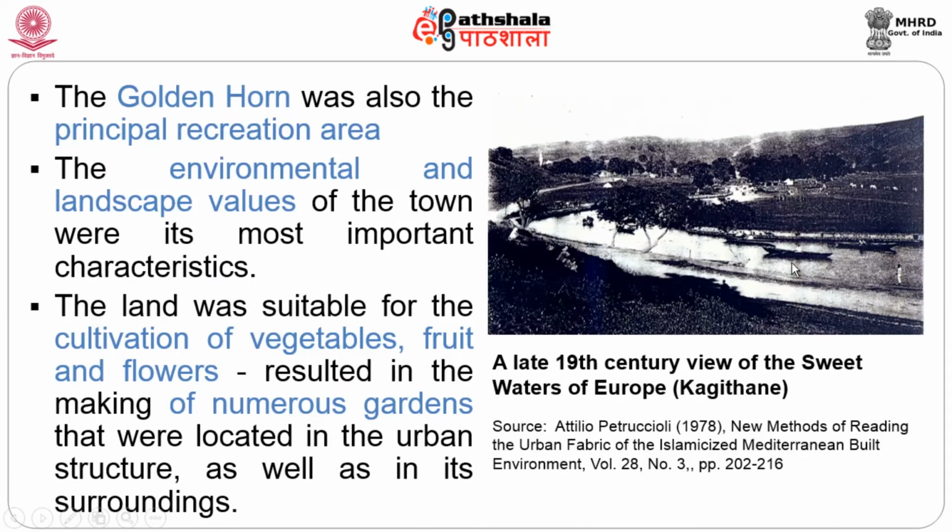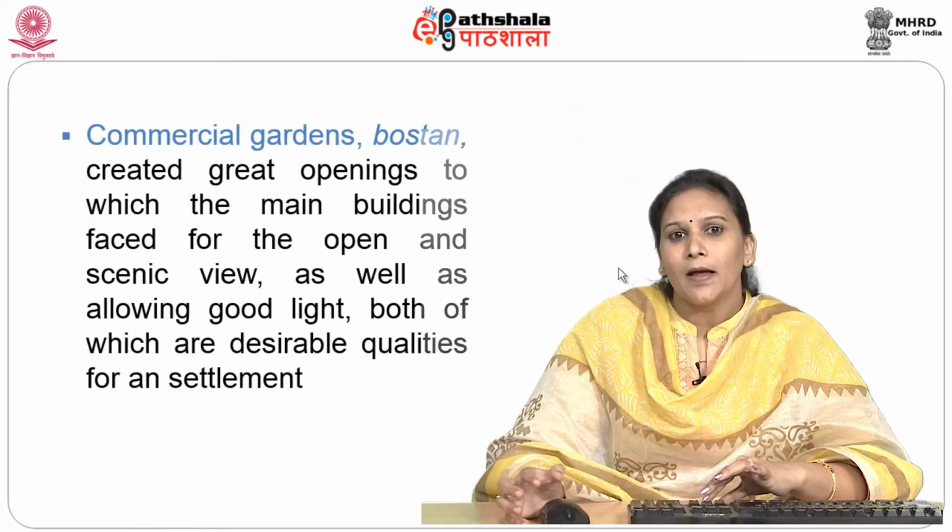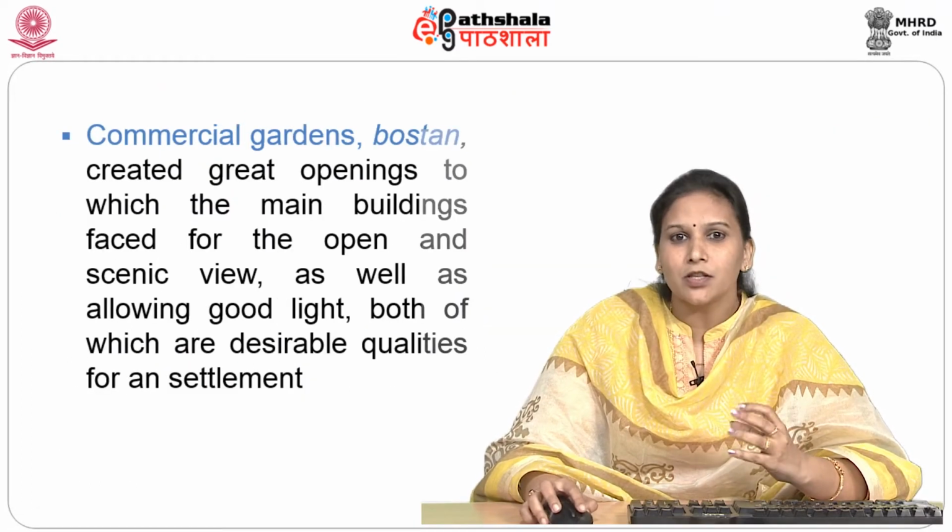Then moving on, this is a very old picture of the same Golden Horn which we have seen earlier. It is from the 19th century. It acted as a recreational area, and because of the environmental and landscape values, because of the water over here, this landscape was used for cultivation of many vegetables, fruits, flowers, and it resulted in numerous gardens. And there was also a commercial garden which is called Bostan.